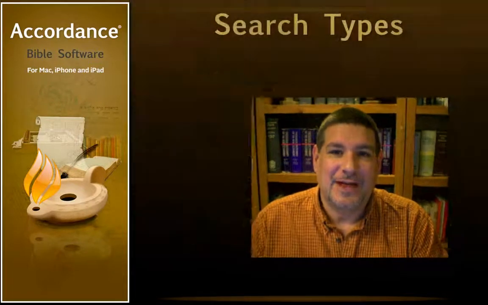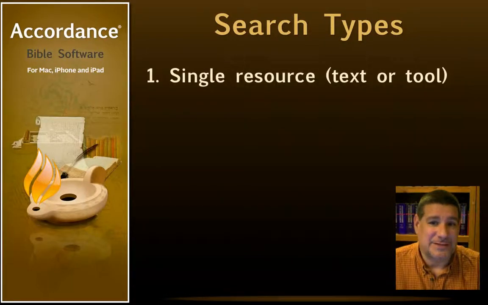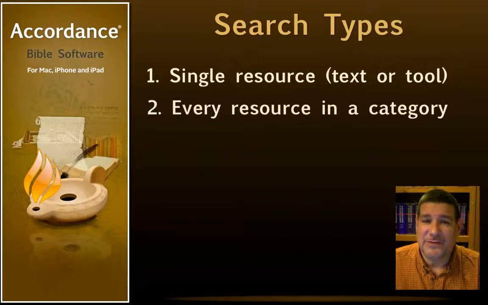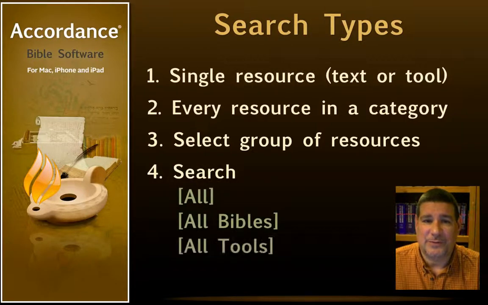Today's podcast looks at My Groups, a new Accordance 9 feature that makes it easier than ever to define our custom search groups. Accordance has the fastest searches of any Bible software program. Not only is it fast, but it offers users several different search types. We can search a single resource, whether that's a text or a tool, every resource in a category, like all general tools, a select group of resources, like all Reformation tools, or use one of the various search all groups, all Bibles, or all tools.